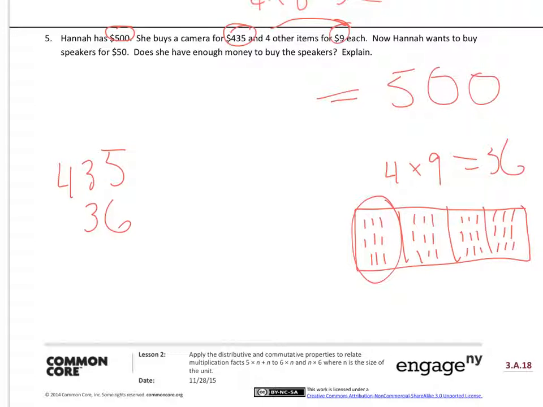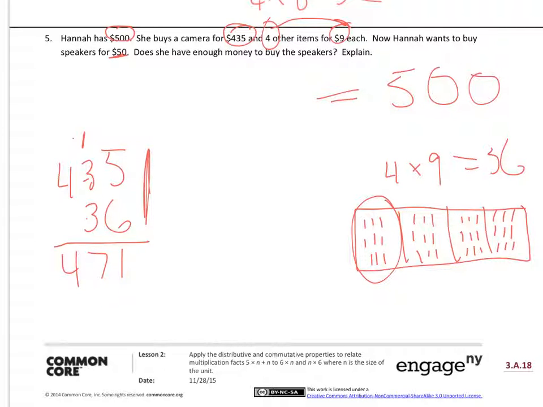So we've dealt with all these numbers, except the 50. But it doesn't say she bought them yet. It says she wants to buy the speakers for $50. Does she have enough? First, we got to find out how much she spent, and that is right here. We're going to add this together. 5 plus 6 is 11. Carry the 1 to the next column. 1 plus 3 is 4, plus 3 is 7. And we don't have anything to carry because it's just a 7, so it's 471.